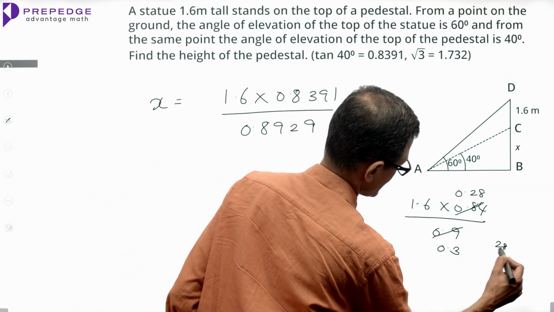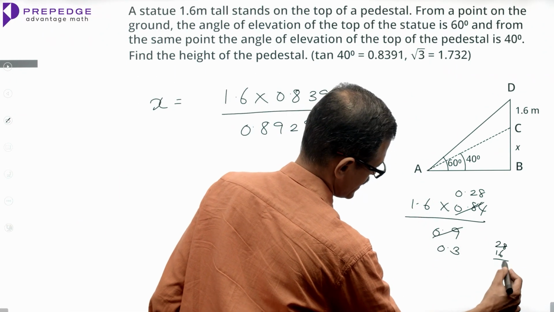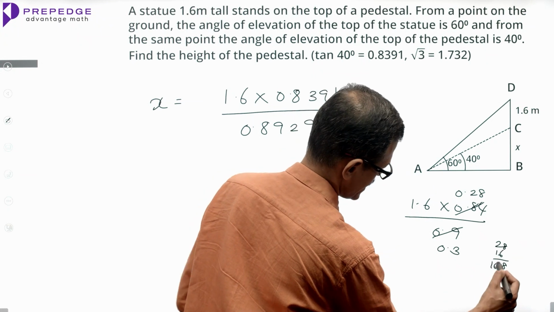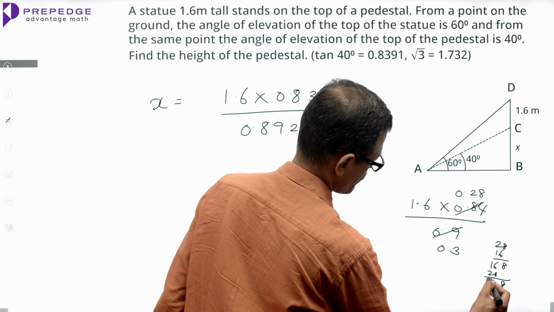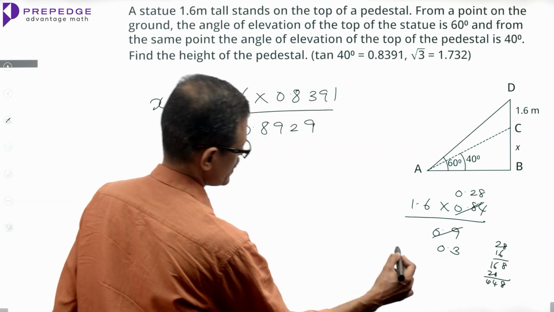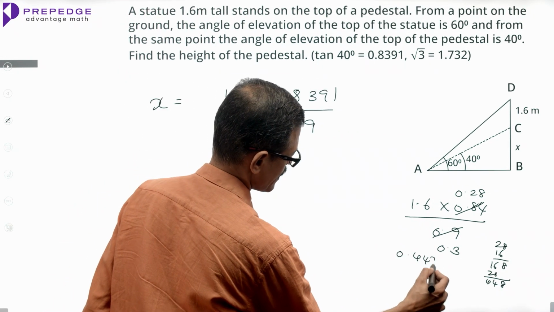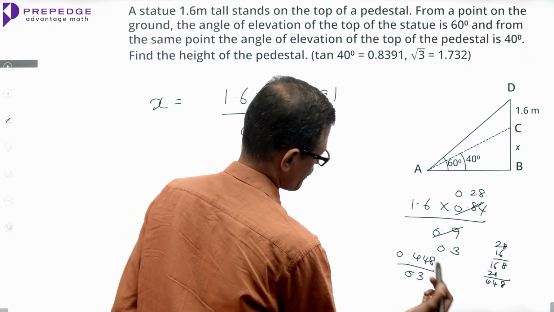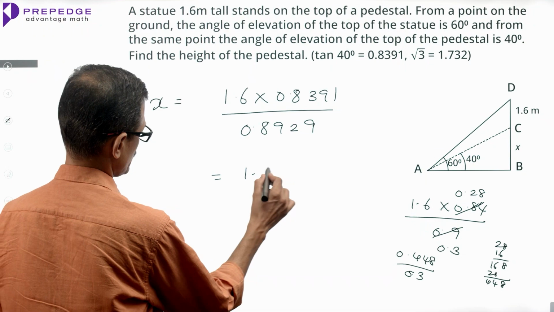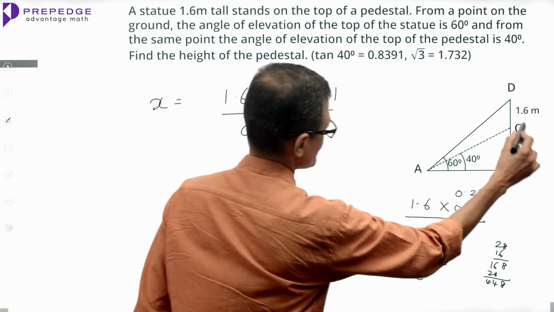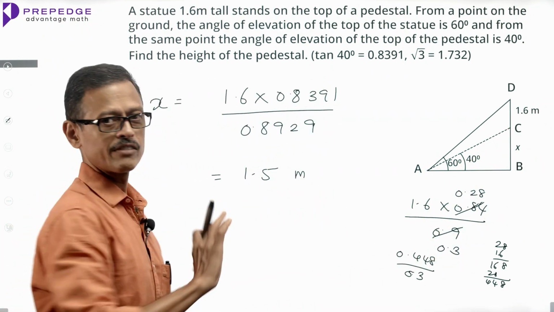So 28 into 16 gives 448. So we have 0.448 divided by 0.3, approximately 0.45 by 0.3, which will give us an answer equal to 1.5. So the height of the pedestal is equal to 1.5 meters, right.